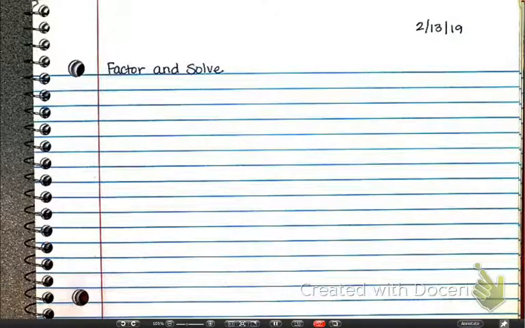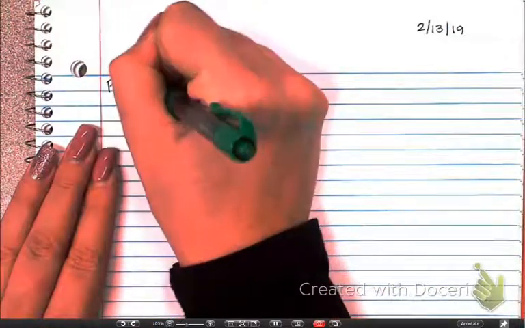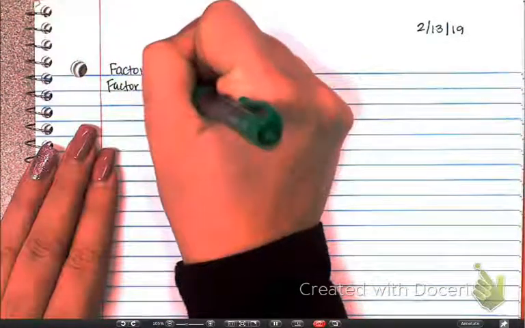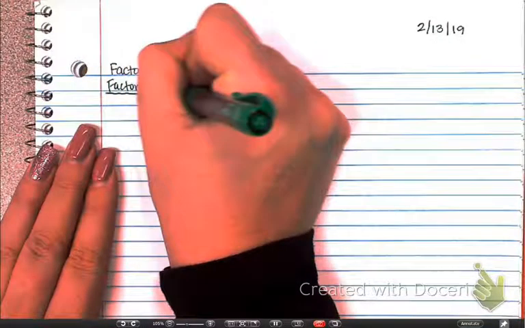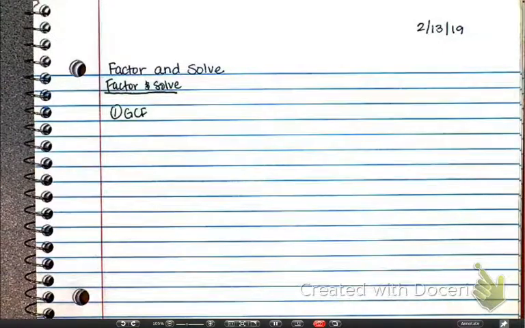Okay, so today we're focusing on factoring and solving. So we're going to factor first and then solve. So let's talk about our steps for factoring and solving. What do you think step 1 is going to be? GCF. You are going to check to find if there's a greatest common factor. That is step 1 always.